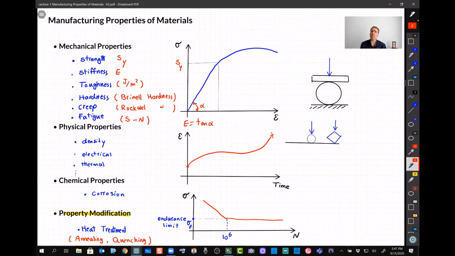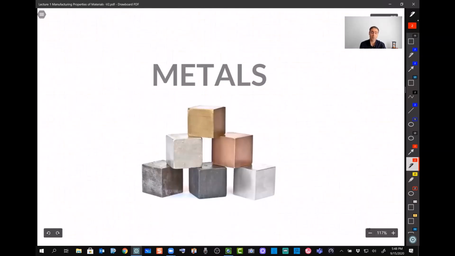So I sent some video links to watch before this lecture, and I will do so for the rest of the lectures as well. When I'm teaching something, I assume that you watched those videos, and one of them explains how the annealing and quenching process can be done. So these are the manufacturing properties for different materials that we want to look at.